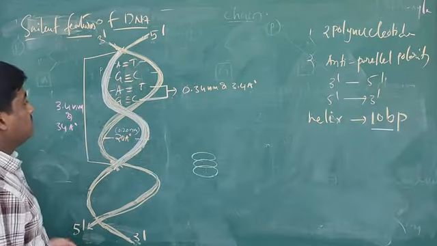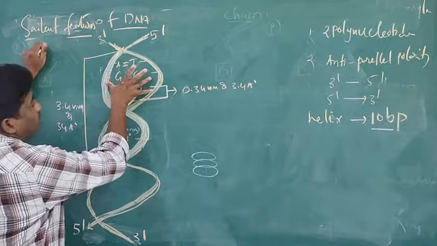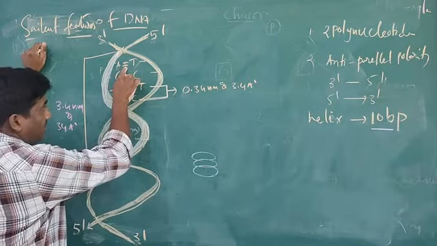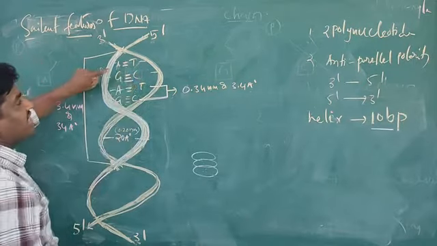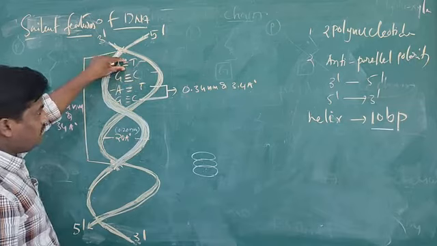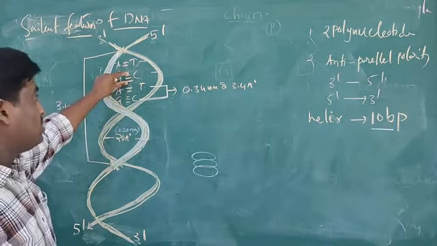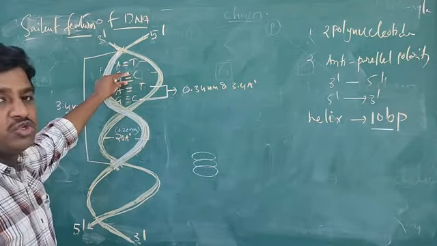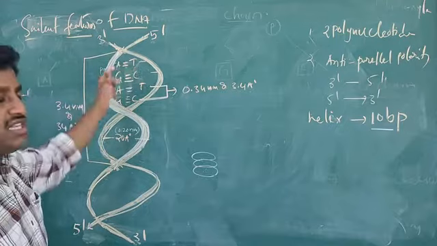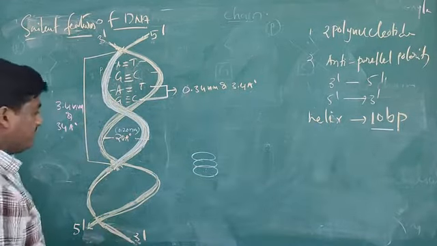Next, in the two polynucleotide chains, the nitrogen bases are paired with hydrogen bonds. Adenine is always bonded with thymine by 2 hydrogen bonds, and guanine is bonded with cytosine by 3 hydrogen bonds. This is a unique property, and also complementarity to each other. Complementary means adenine is bonded with thymine. This is a unique property.